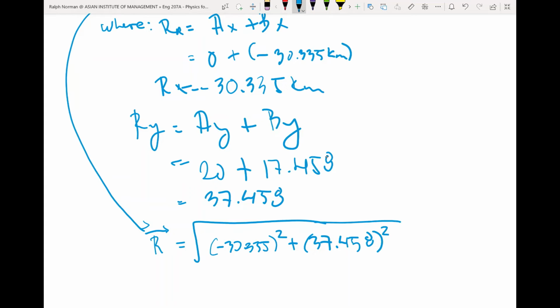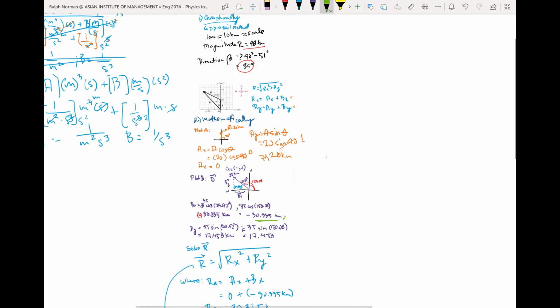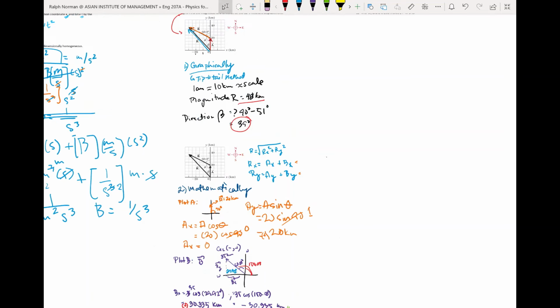Type in your answer if you got it. Your answer should yield 48 actually, 48.2 kilometers. Which is not bad since I measured this literally and I got what? 48 kilometers. Oh, we're just off by 0.2.